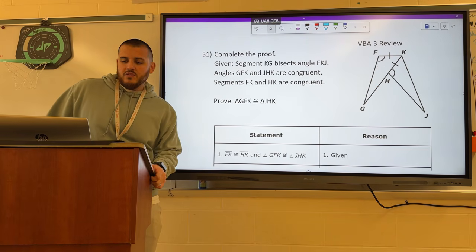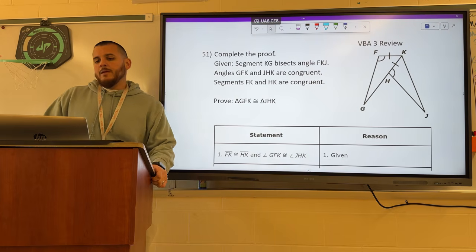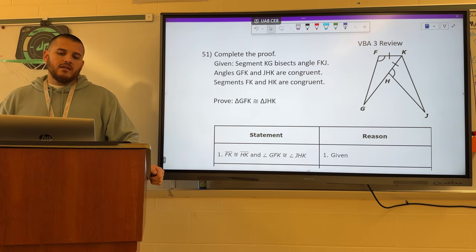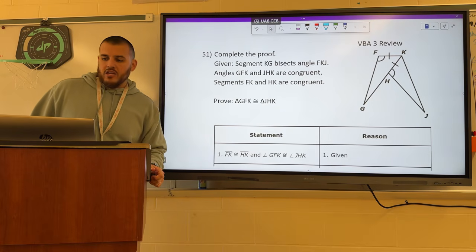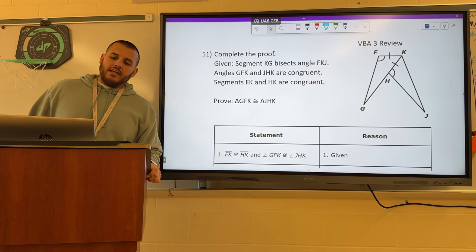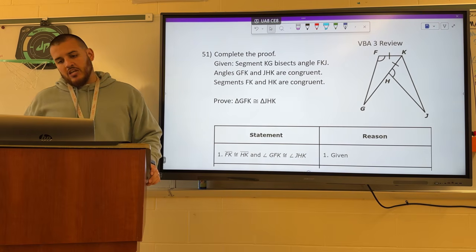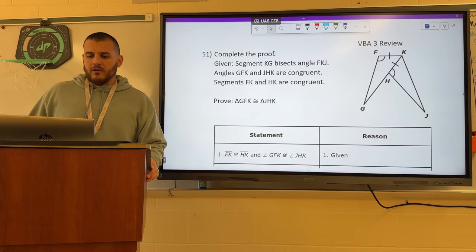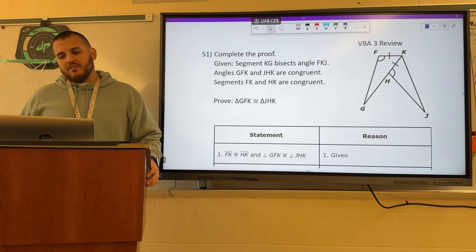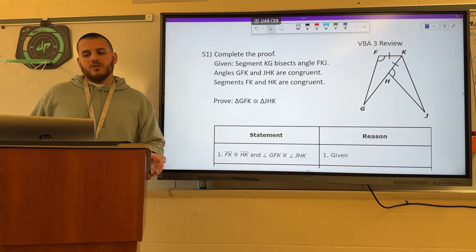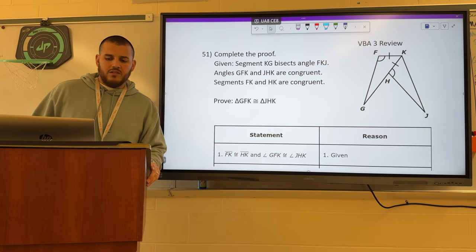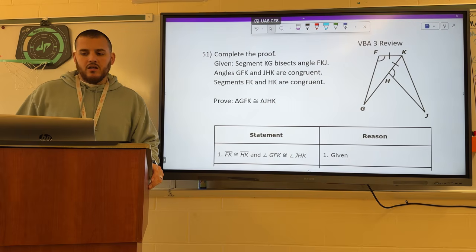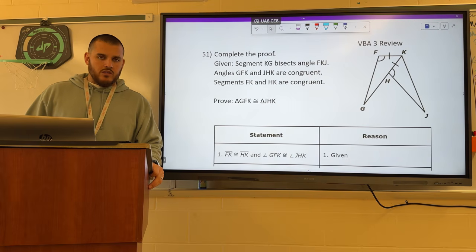Example 51, everyone's favorite. We got a proof to go over here. We're given that segment KG bisects angle FKJ. And we're given that angles GFK and JHK are congruent to each other. Those are actually labeled there already for us. And that segments FK and HK are congruent to each other. Those are also labeled for us here in the proof. We have to prove that the two triangles seen here are congruent to each other.